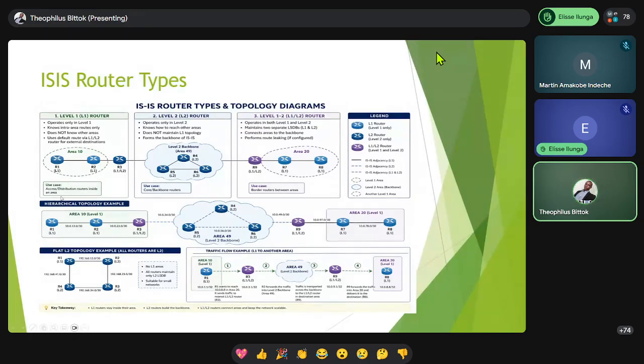So what is going to happen? If R3 is sending that overload bit to R2, the attached bit is going to be overridden. Basically, it means that R2 is not going to have an idea on how to reach the other areas, assuming that, let's say, it has only one link to the aggregation router, that is the L1, L2 router. So actually, the overload bit is always going to override the attached bit.